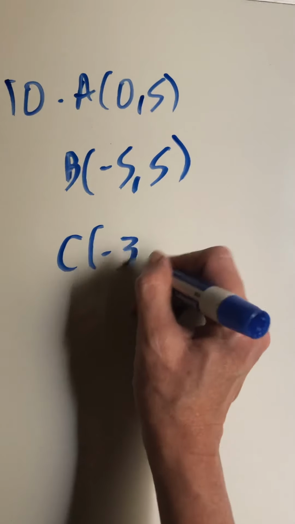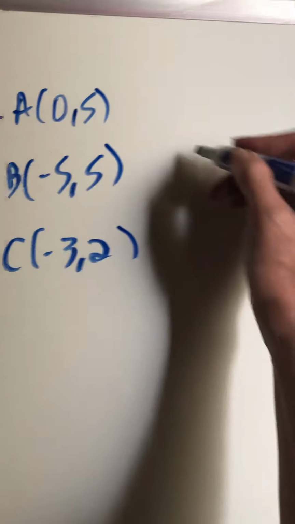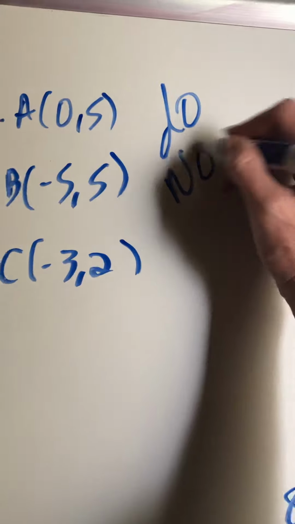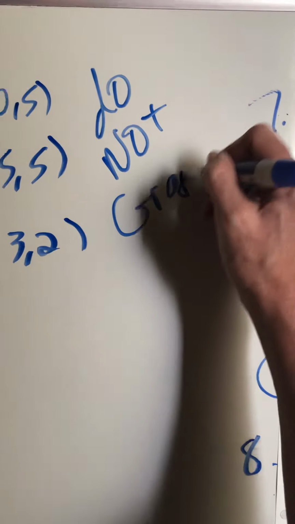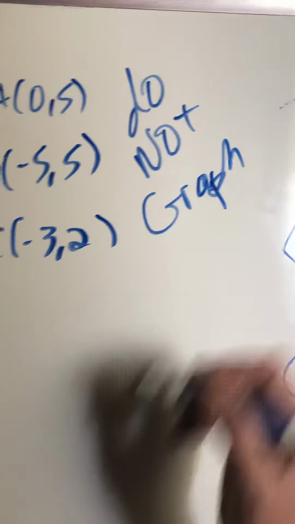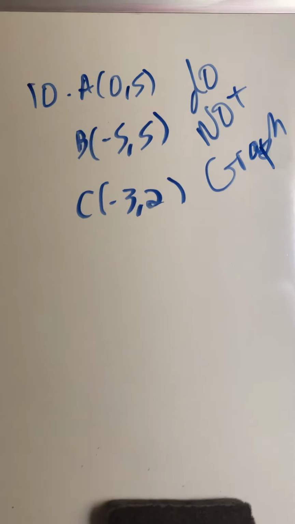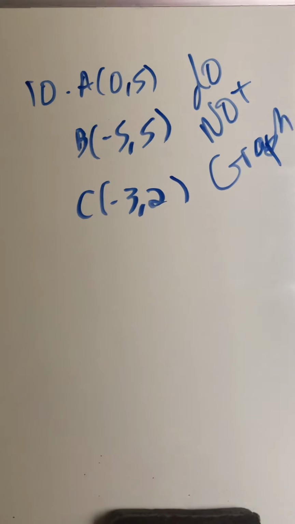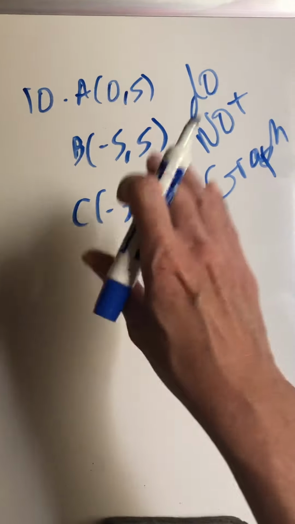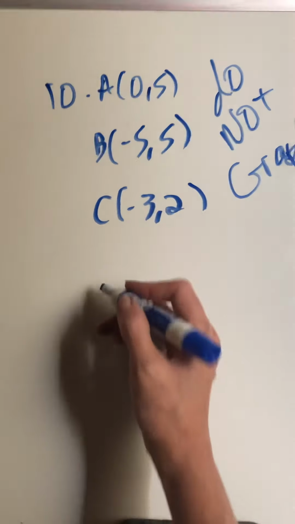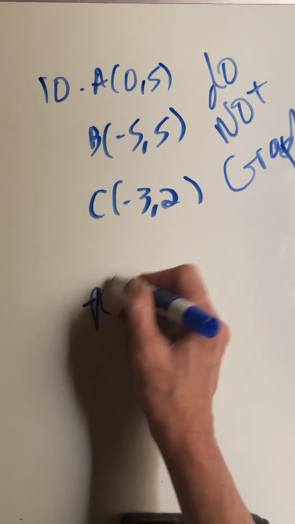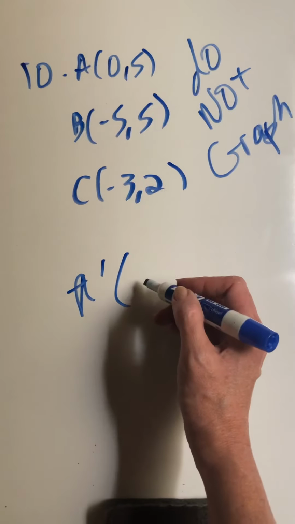and C is negative 3, 2. And it says to graph it. Do not graph. That's my last warning. Y'all are still graphing. I've told you not to graph. I don't want them graphed. So if I see anything like number 10 on the review or on the test, if they're graphed, I'm counting them wrong because I've told you over and over, I do not want them graphed.